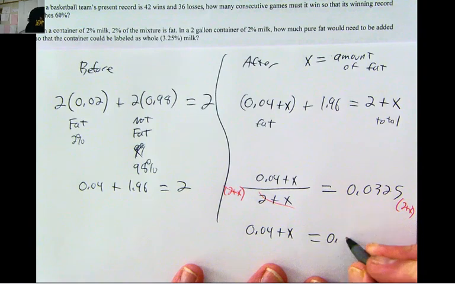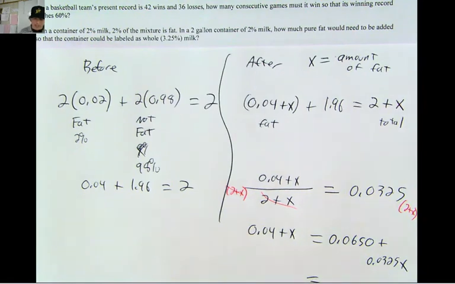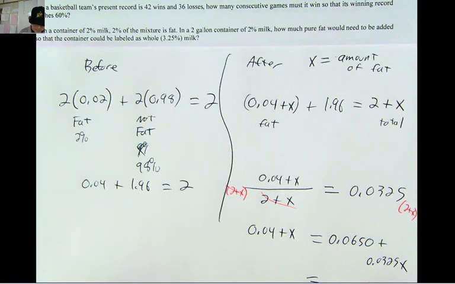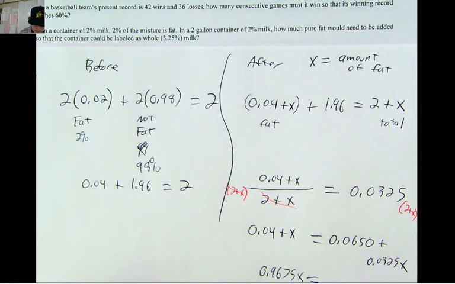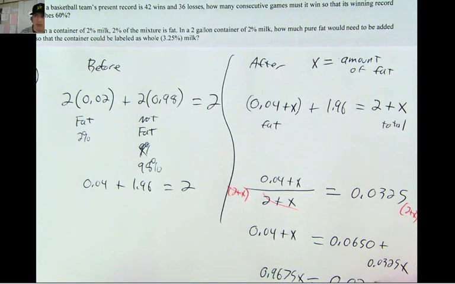That's 0.0650 plus 0.0325x. If I bring all the x's to one side and all the numbers to the other, 1x minus 0.0325x is 0.9675x. The other side, 0.0650 minus 0.04 is equal to 0.025.